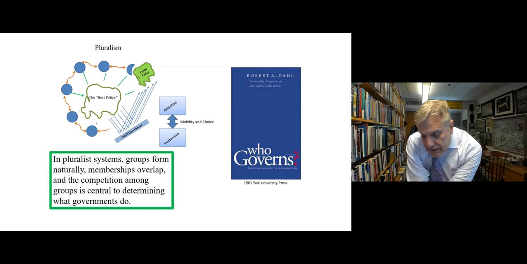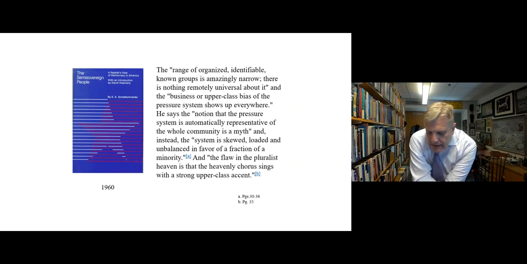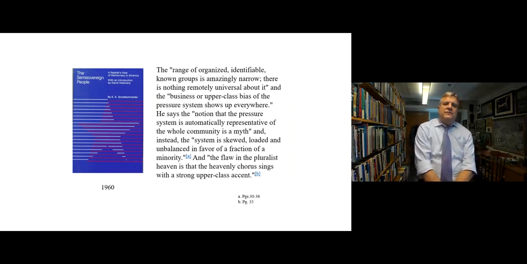Pluralism's heyday was in the literature of the 1960s, but think about it. Do you actually think that's true? If there's a problem, a group will form? E.E. Schattschneider wrote The Semi-Sovereign People. Gotta love this book. It's a wonderful book. And he talked about this pluralist heaven, right? This idea that this pluralist heaven is going to balance things off.